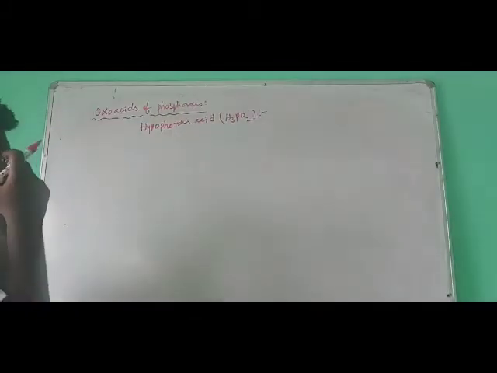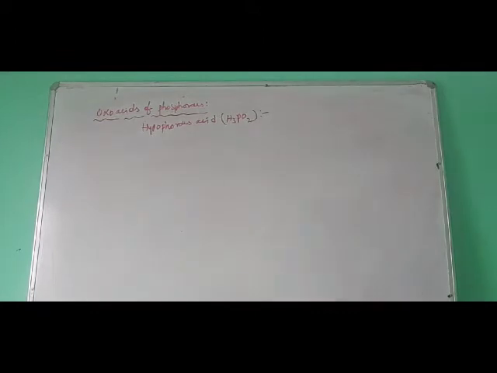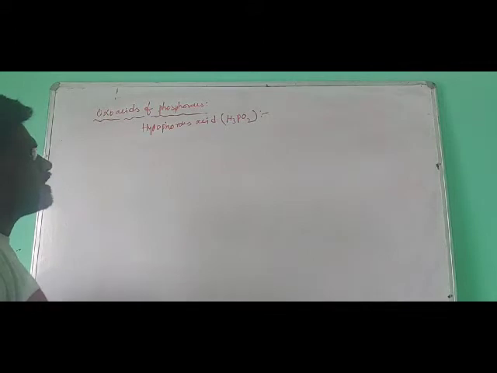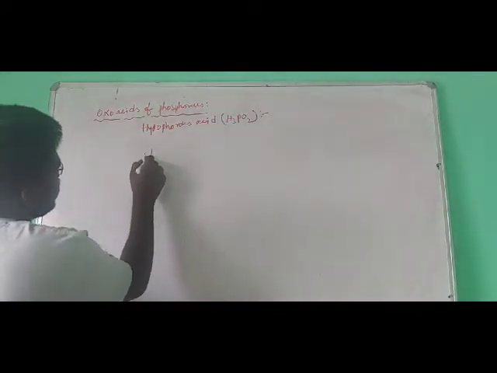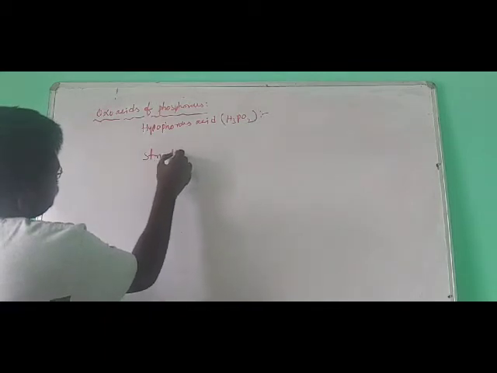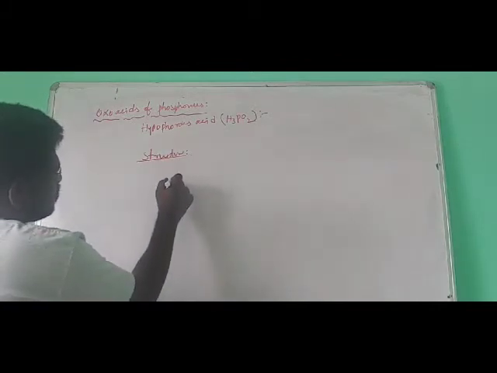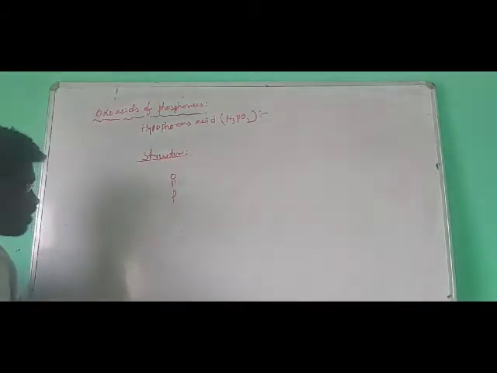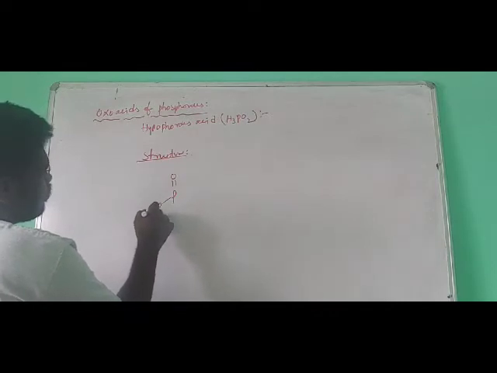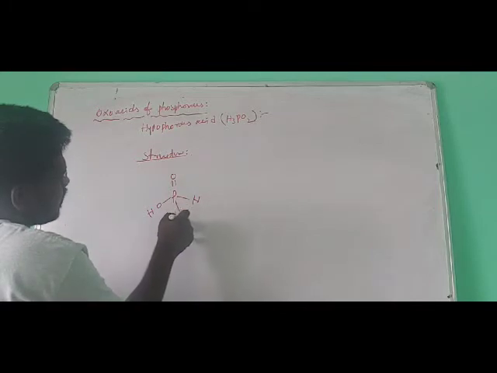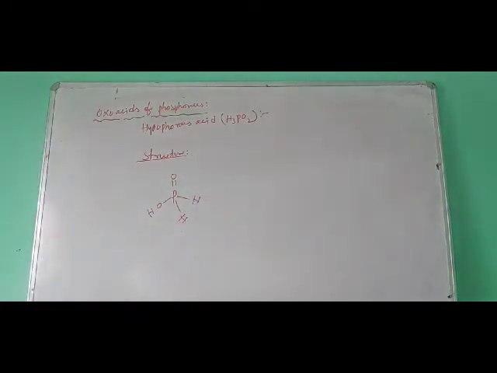Okay guys, phosphorus forms a number of oxy acids. So now let me start with hypophosphorus acid. The formula is H3PO2. Now let me draw the structure of H3PO2. Phosphorus is present at the center, with a double bond to oxygen, and one OH group present. Two hydrogens are connected to the phosphorus. Now this is the structure of H3PO2.